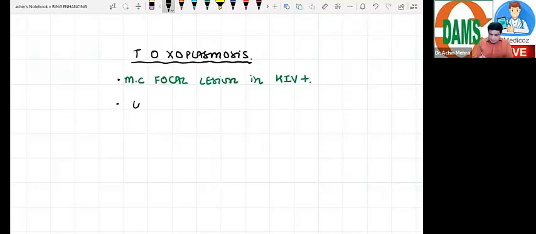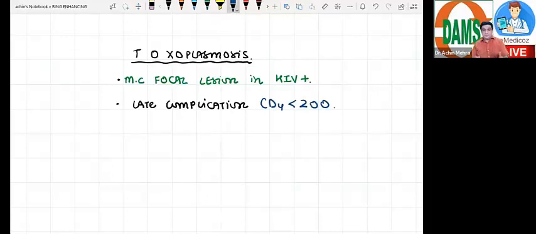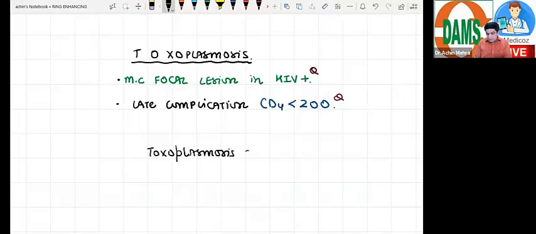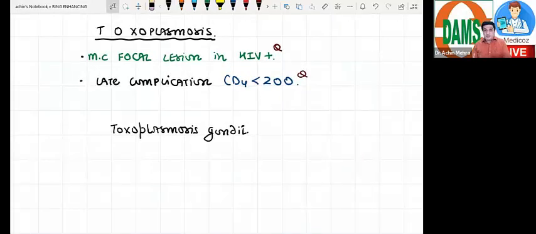Now, is it an early complication? No, it is always considered to be a late complication of HIV, specifically when the CD4 count of the patient is found to be below 200. So there are 2 points that we need to call upon here: remember that it's the most common, and the CD4 count has to be less than 200. Then only we think about it, right? Now the organism responsible for it is Toxoplasma gondii. Is it a ubiquitous organism, present everywhere around us? No, it is not at all a ubiquitous organism.